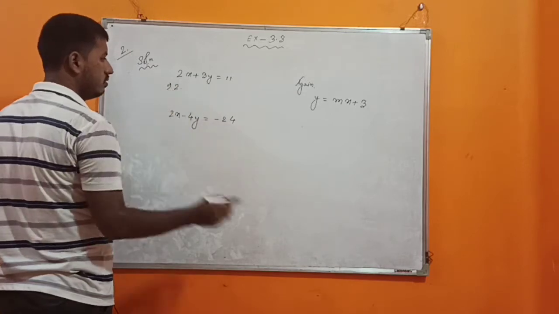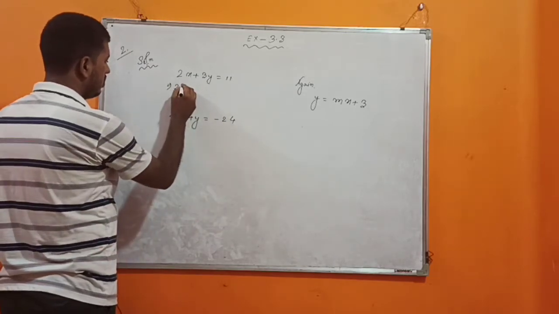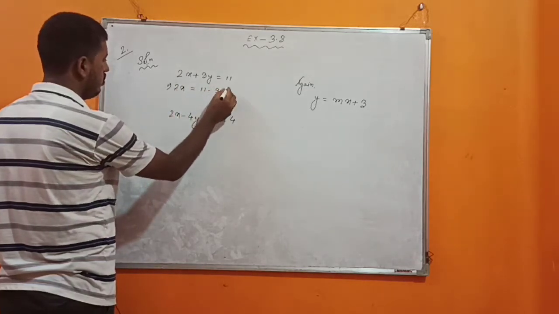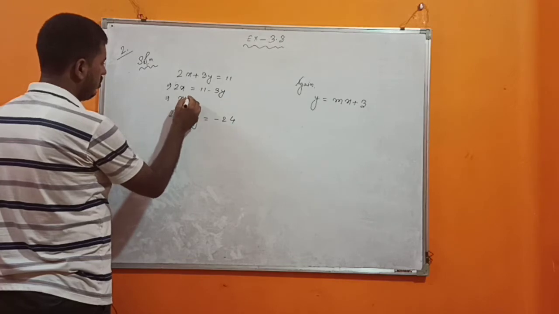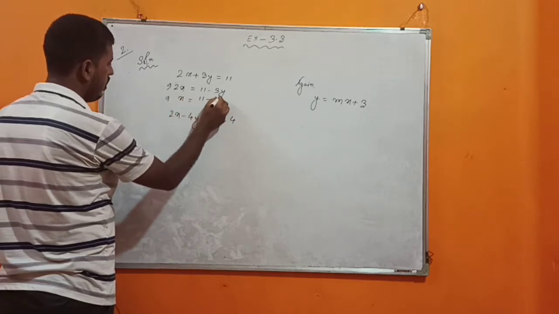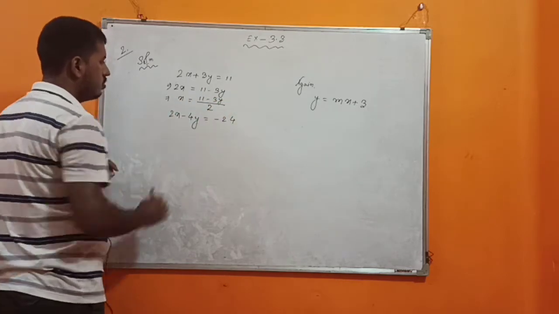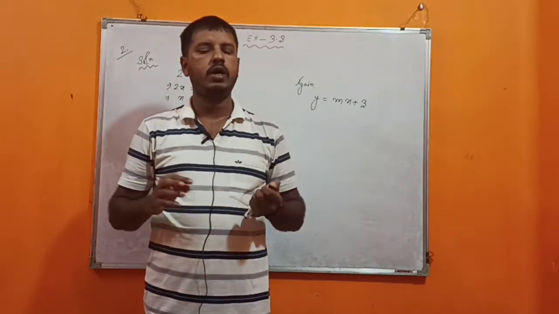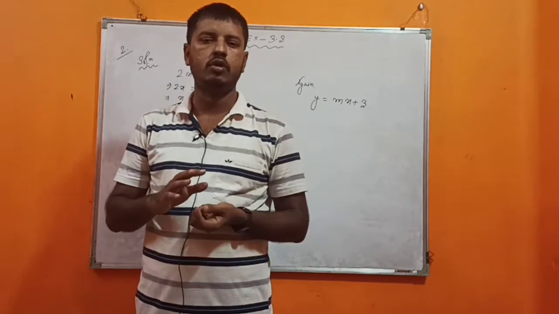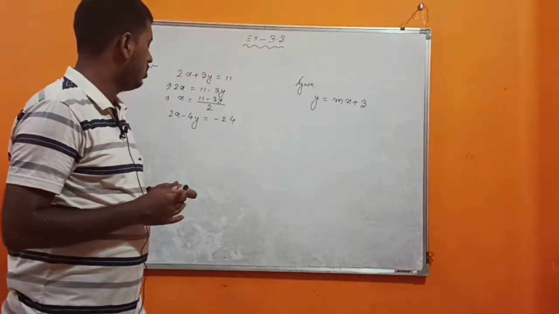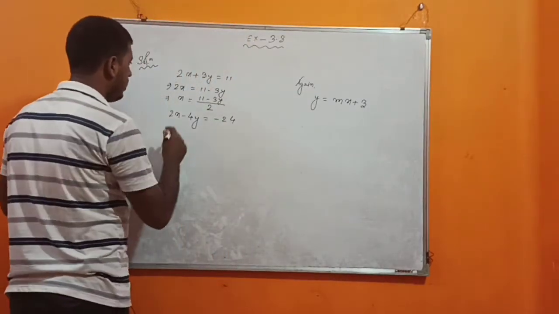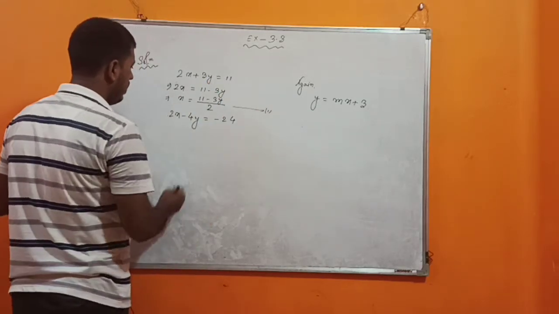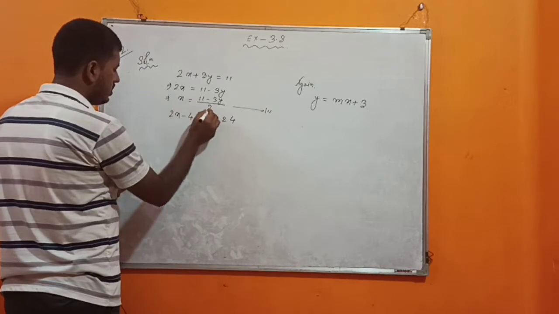2 into x, 2x equal to 11 minus 3y. So this will be x equal to (11 minus 3y) by 2. Okay, so in question 1 we have gone through how to find the value of x and y, that is the value of the variable, through the method of substitution. So using this method we have got the value of x from the first equation, that is, this will be marked as 1, and we have to put the value of x here.